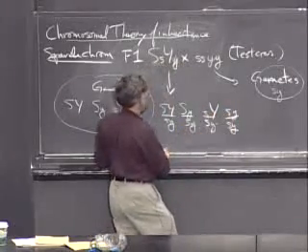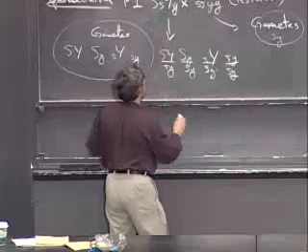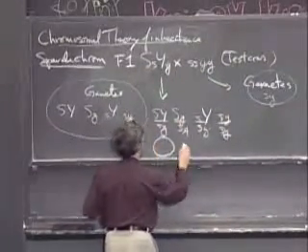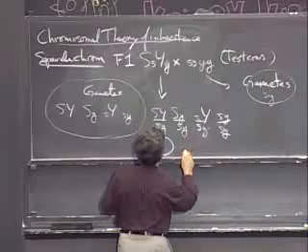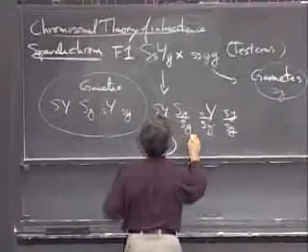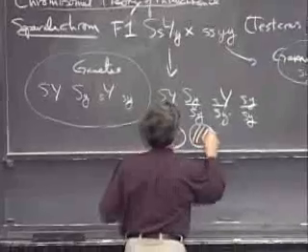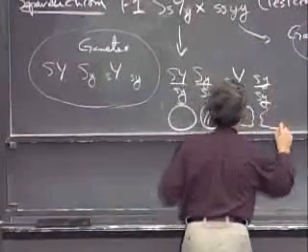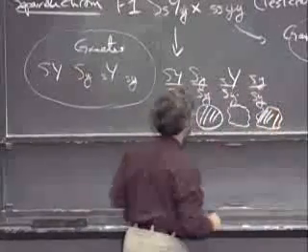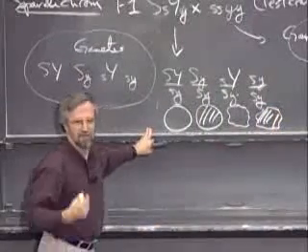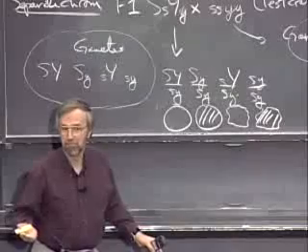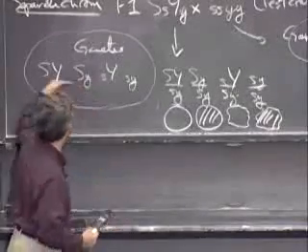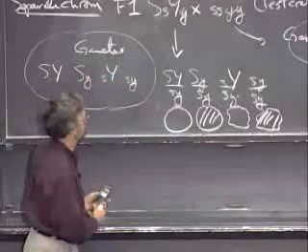So there would be 4 possible things that would come out of this test cross. This would be the smooth and yellow. Here would be, what have I done wrong here? Oh no, that's right. This would be smooth and green. This would be wrinkled and yellow. And this would be wrinkled and green. And you see what the ratio would be? It would be 1 to 1 to 1 to 1, because we have an equal probability of making any of those.